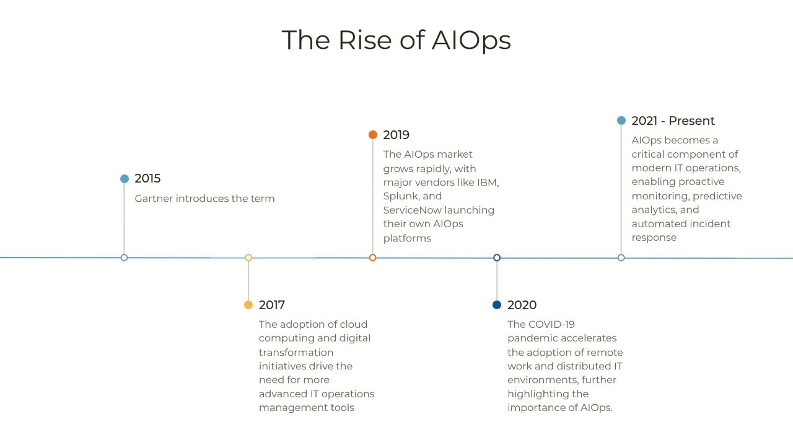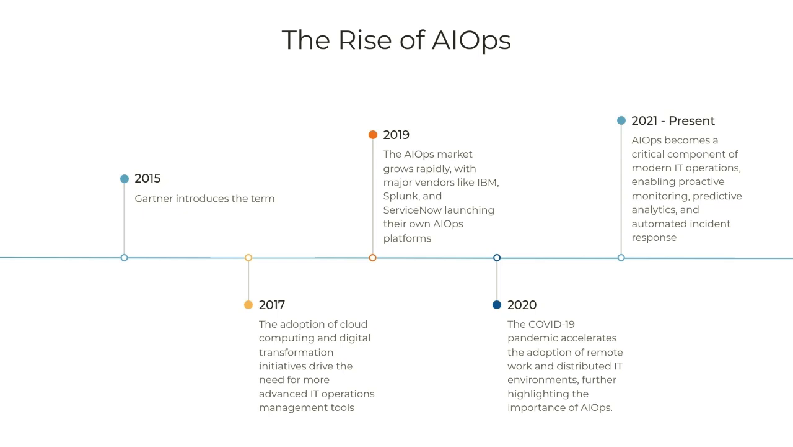This is when AIOps began to gain serious traction, and by 2019, the AIOps market started to grow rapidly. Major vendors like IBM, Splunk, and ServiceNow entered the game, each launching their own AIOps platforms. This was a big moment because it validated the need for AIOps, as more and more companies recognized that their existing tools weren't cutting it.